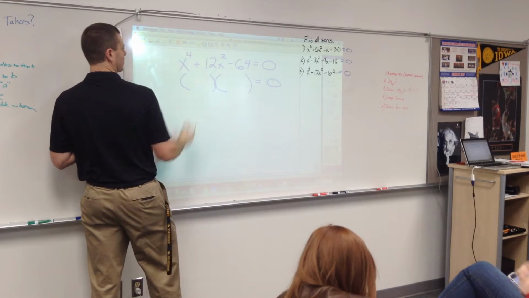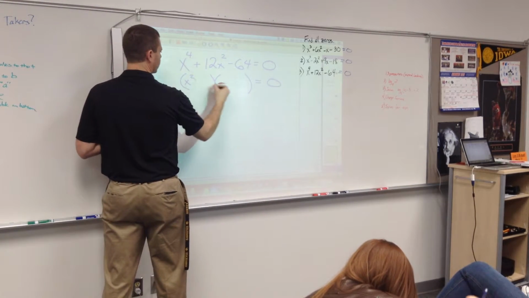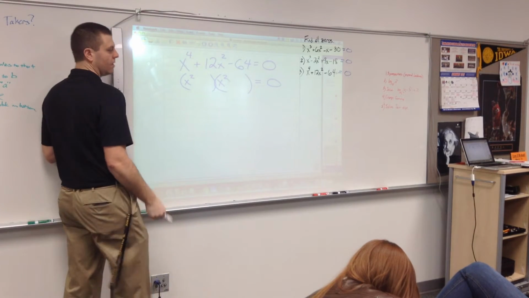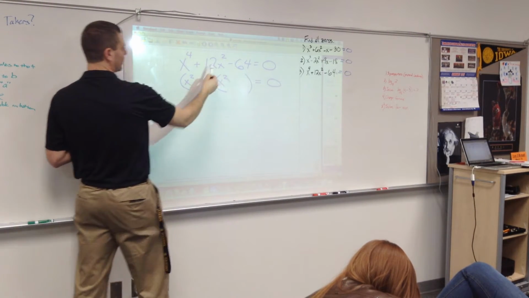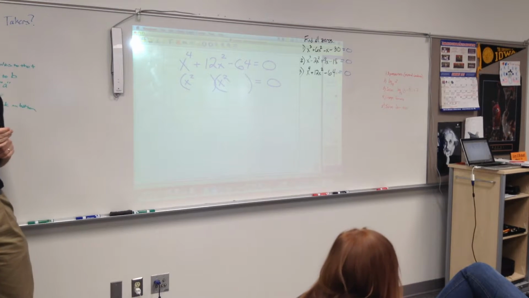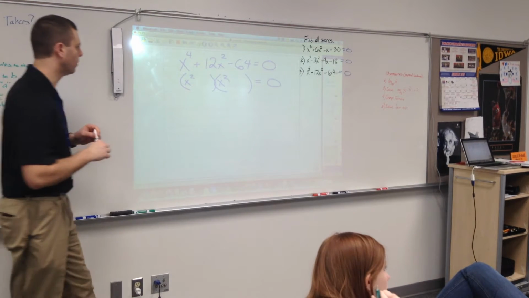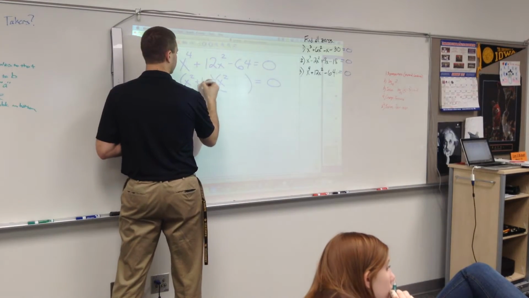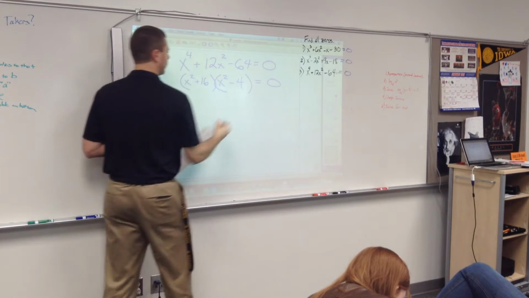What times what gives you x to the 4th? X squared and x squared, right? What 2 numbers multiply to negative 64 and add to 12? 16 and negative 4, good job. Plus 16 and a negative 4.